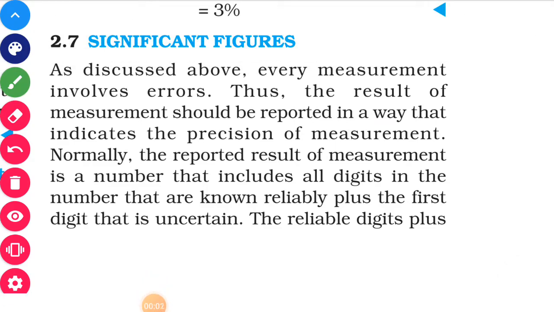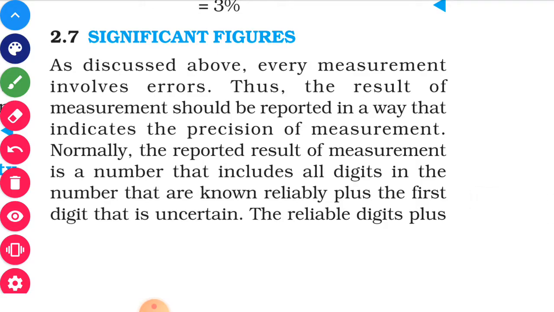Topic of today's discussion is significant figures. Now we have found different types of error, and in that we involve different measurements. Every measurement has error in it. Thus the result of the measurement should be reported in a way that indicates the precision of measurement. How precise the measurement is, that must be involved. So in that way we have to report the result.